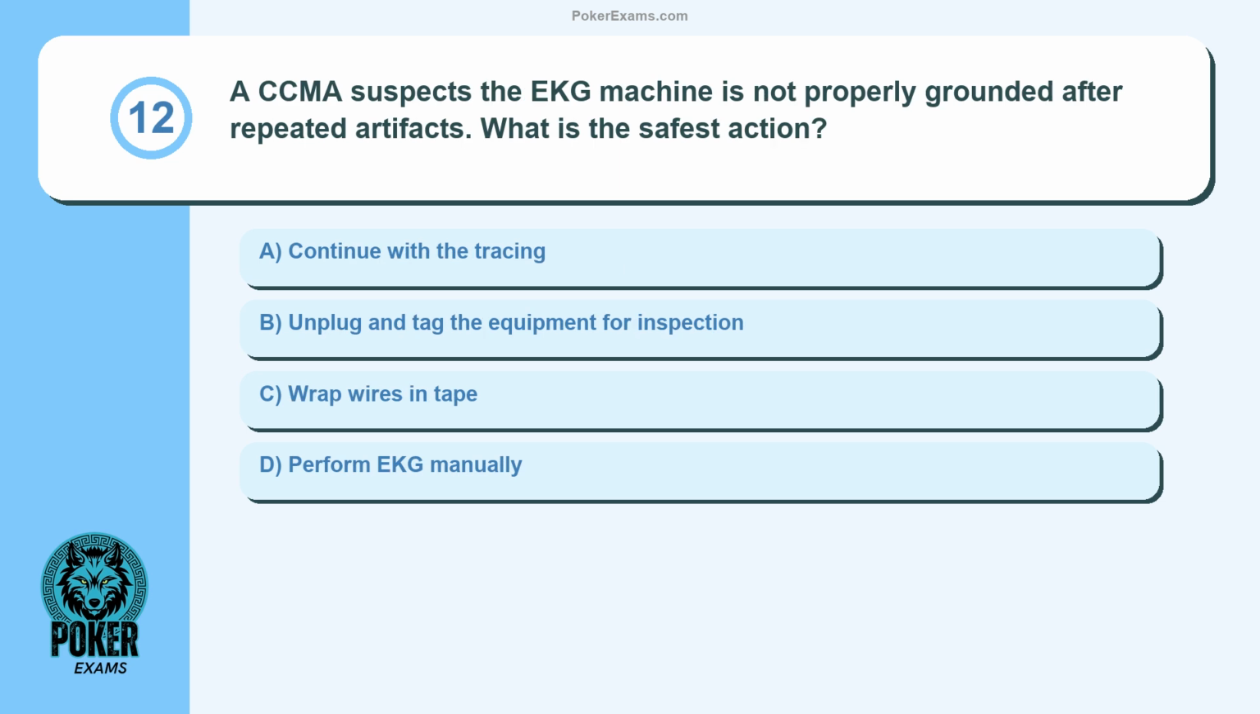Question 12. A CCMA suspects the EKG machine is not properly grounded after repeated artifacts. What is the safest action? Continue with the tracing. Unplug and tag the equipment for inspection. Wrap wires and tape. Perform EKG manually.